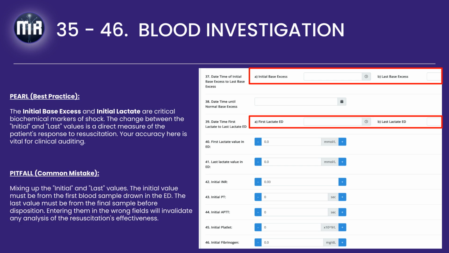The most critical pitfall to avoid is mixing up the initial and last values. It is a common error to enter a later value in the initial field. The initial value must be from the very first blood sample drawn in the ED, and the last value must be from the final sample before disposition. Entering these in the wrong fields will completely invalidate any analysis of the resuscitation's effectiveness. By being meticulous here, you ensure that our measurement of this critical process of care is accurate and meaningful.